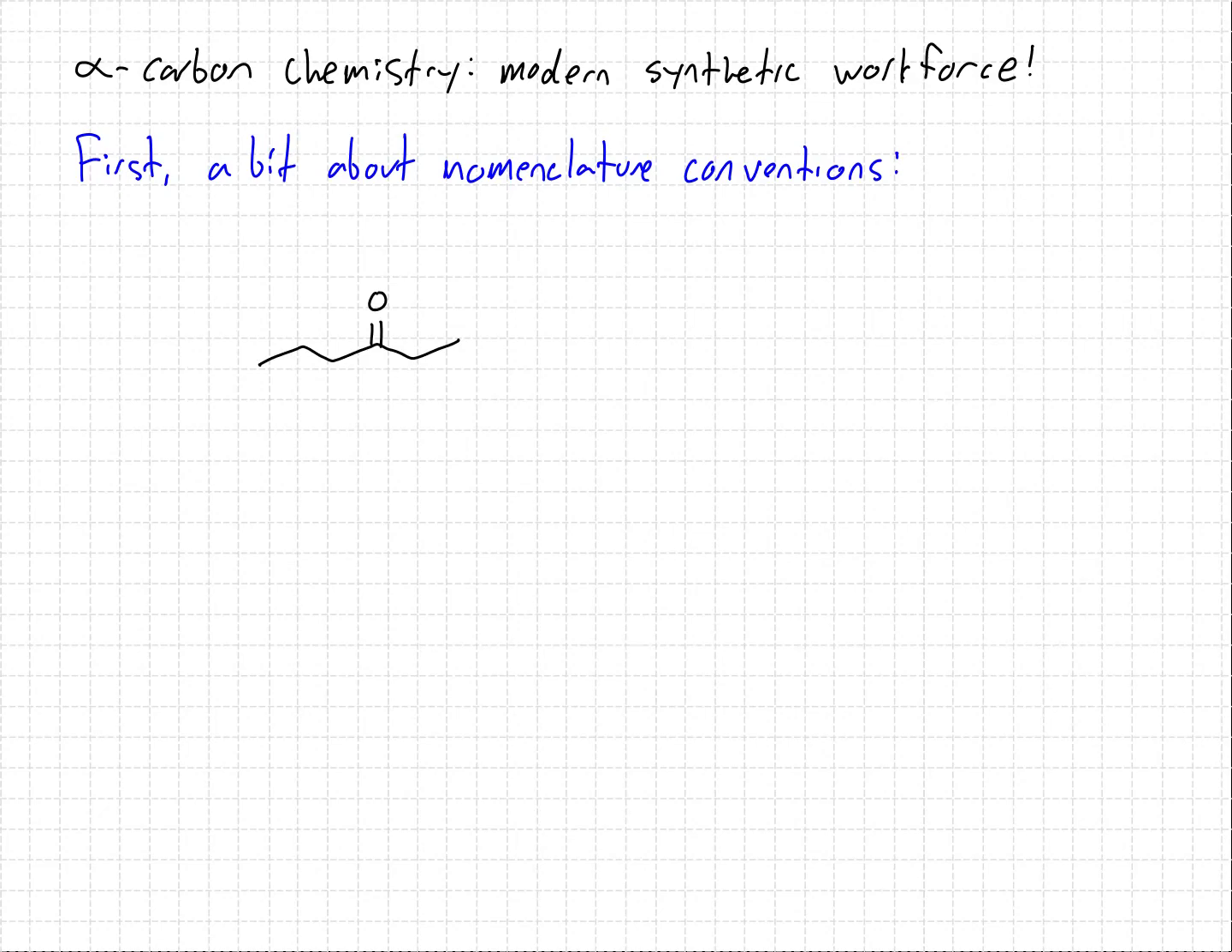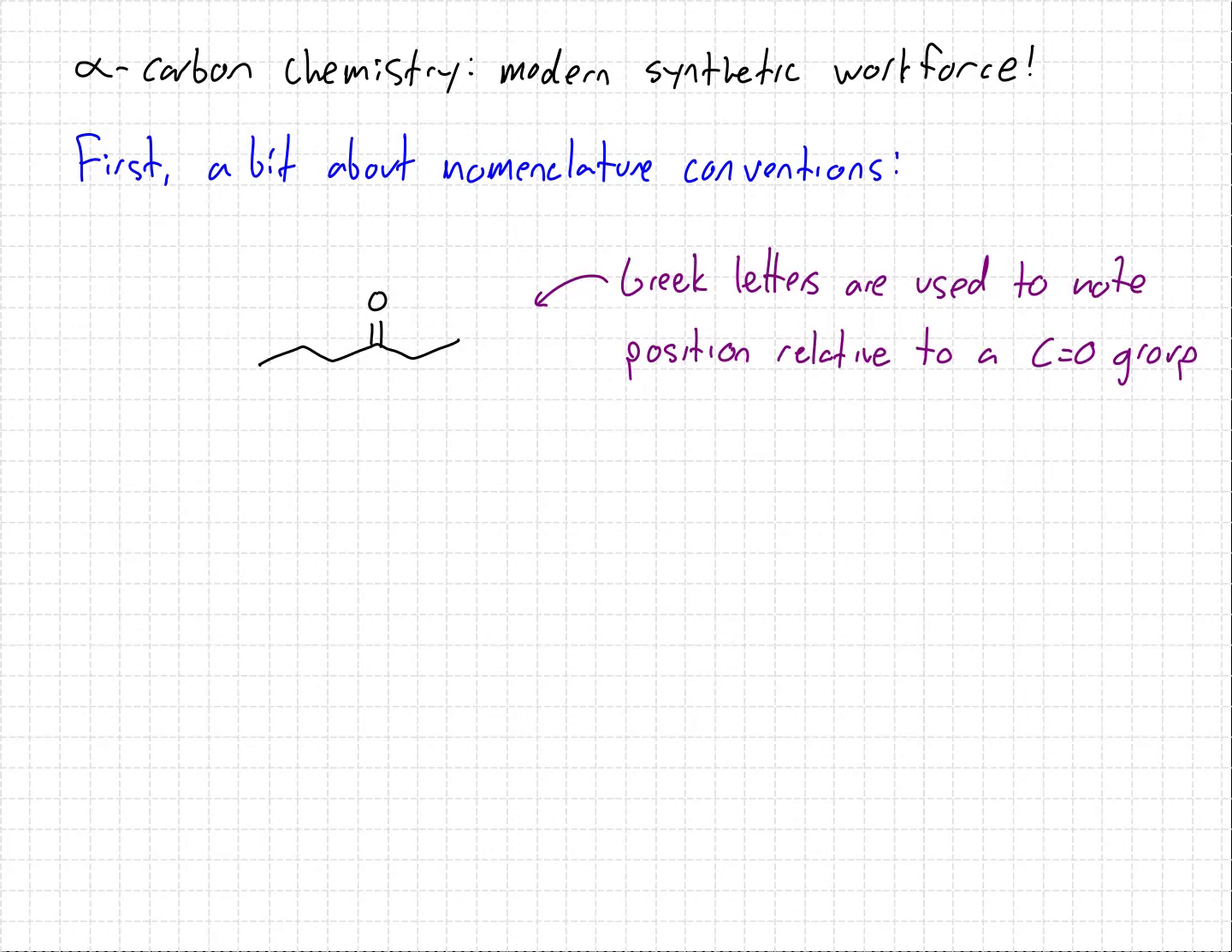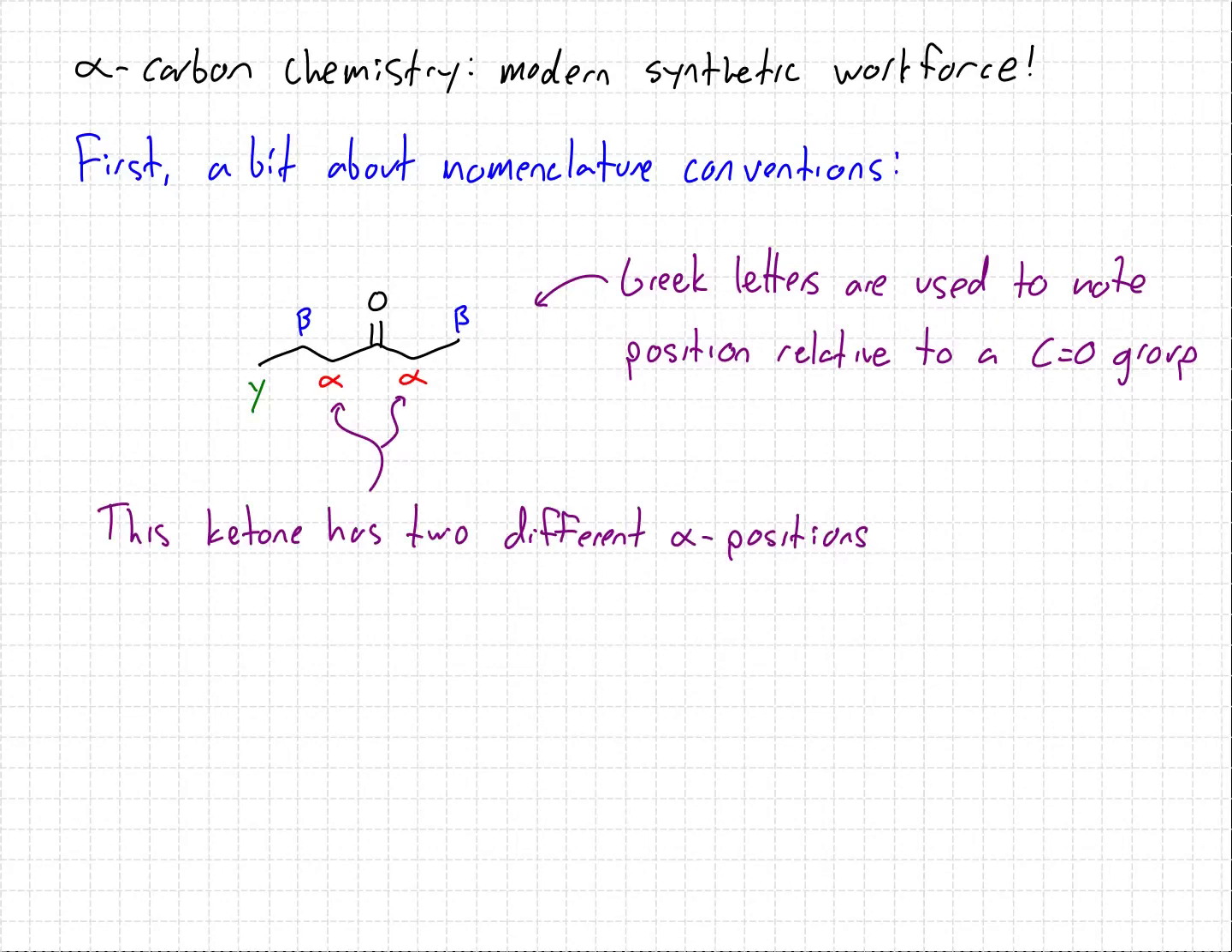So if we have a compound like this with a ketone, an aldehyde, an ester, any other carbonyl group, we're going to be using Greek letters to note the position relative to the carbonyl group. Now the carbonyl group itself does not get a letter, only the positions next to it. So these two positions would be the alpha positions, the next two would be beta, the next one would be gamma, and so on and so forth down through the alphabet. Note here that this ketone is asymmetric and actually has two different alpha positions. This is going to be important later on.